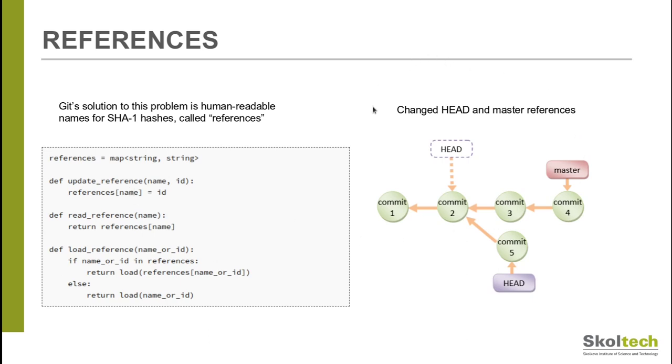Here on the right side of the slide, we can see an example of Git history. We have several commits. One reference named master points to commit number 4, and we can see that the HEAD reference has changed from pointing to commit number 2 to pointing to commit number 5. Again, HEAD and master are just human-readable references to hexadecimal hashes.